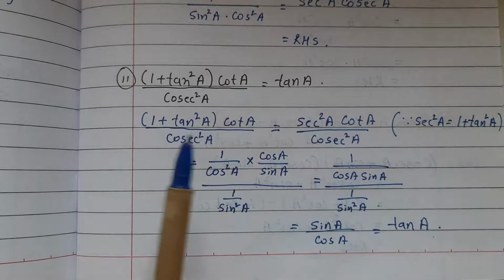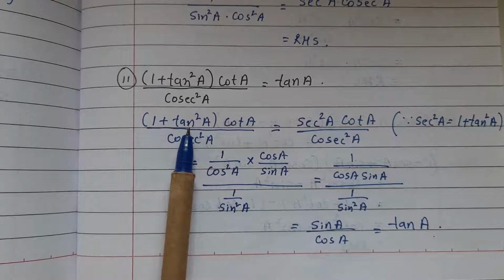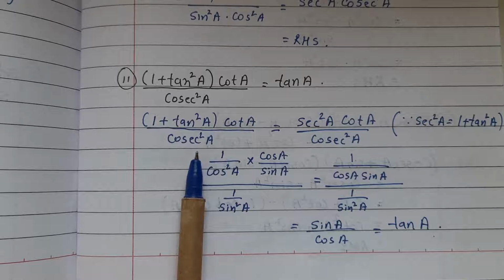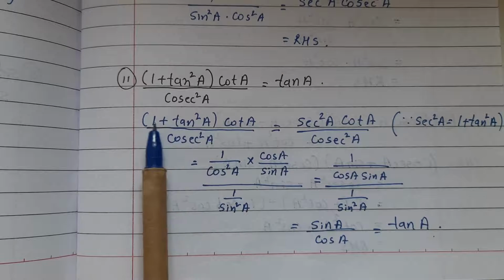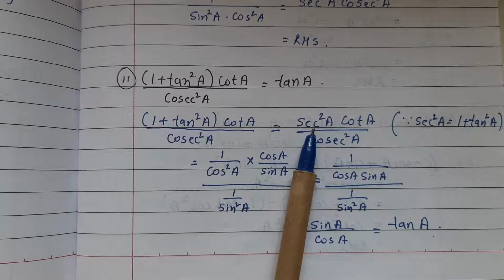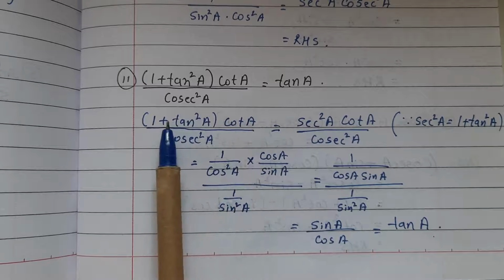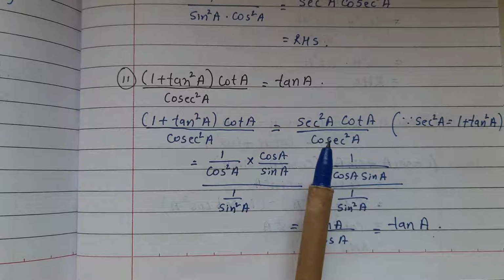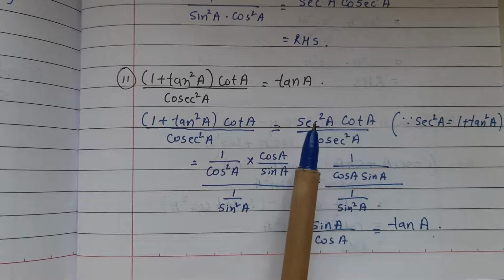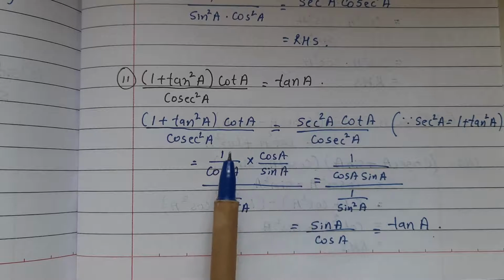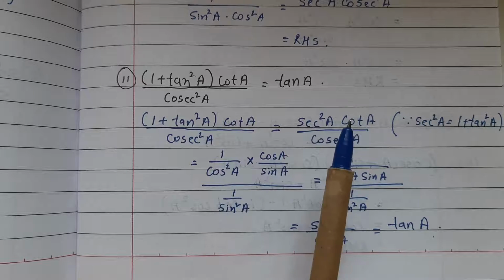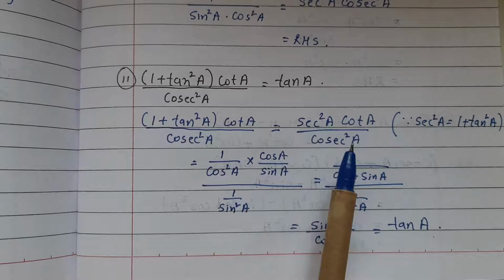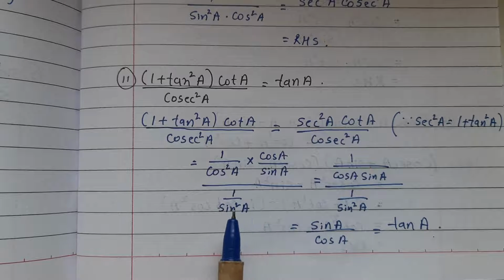Sum number 11: 1 plus tan square A into cot A upon cosec square A is equal to tan A. 1 plus tan square A is sec square A. So instead of 1 plus tan square A, we will write sec square A into cot A upon cosec square A. Sec square A is 1 upon cos square A. Cot A is cos A upon sin A. Cosec square A is 1 upon sin square A.